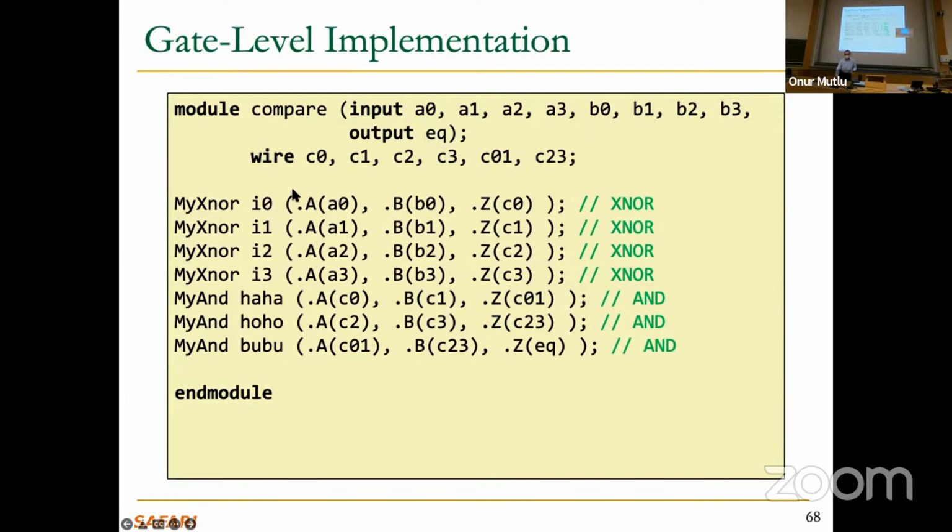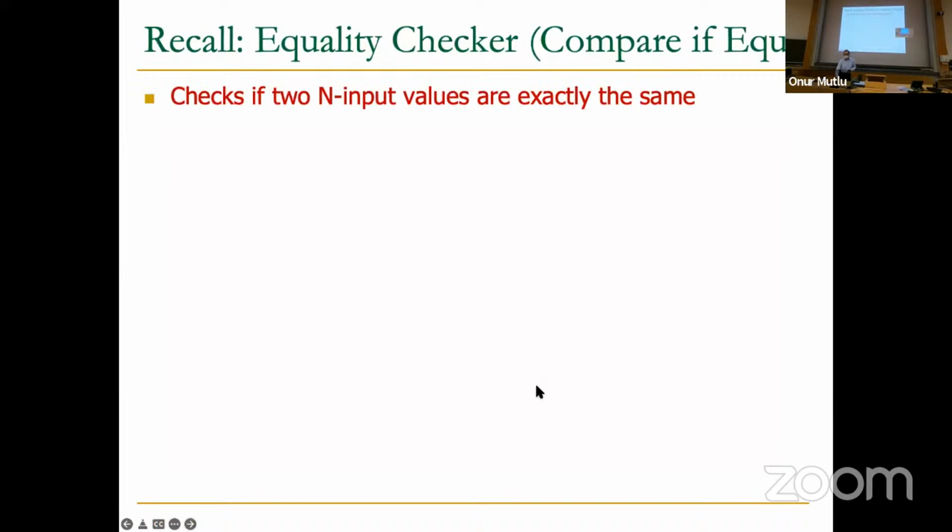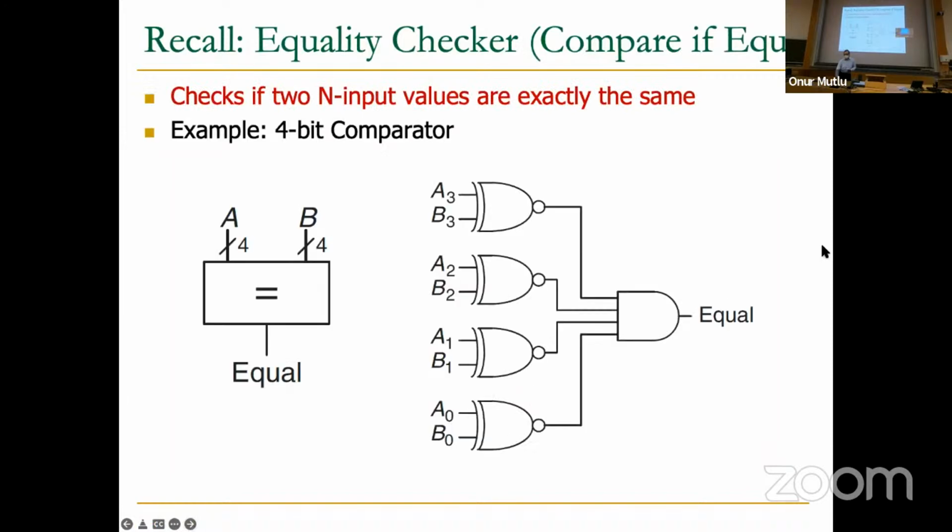So the first thing you do is 2-input XNORs of each corresponding bit of A and B. And then you have a tree of AND gates on the outputs. Hopefully this is simple, right? And then the equal signal is tied to the output of the last AND gate. Okay? So recall the equality checker. This is what we're doing.